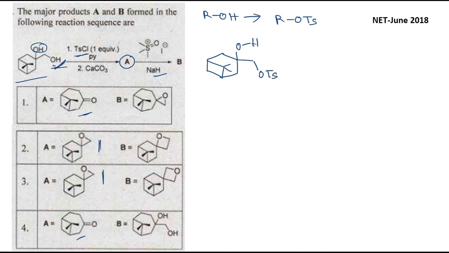Now if we break this oxygen hydrogen bond, it will be shifted here, right, and OTs will be removed. So basically removal of H and OTs, pyridine is there, which can capture this side product. So there will be increase of ring. Right now it is 6, but finally it will be 7-membered.